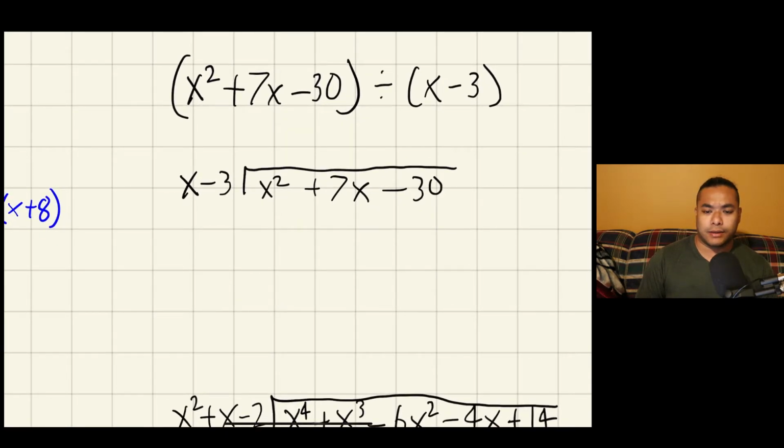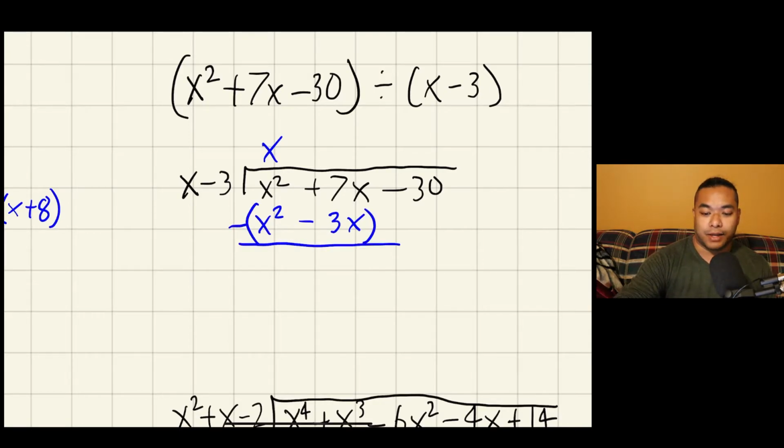So, let's see. I think we should do this one together. If you want to try ahead, pause, unpause. Here's the answer: x squared plus 7x minus 30. So I ask myself, how many times does x go into x squared? Well, x times x gives me x squared. And then x times x minus 3 would give me x squared minus 3x. I'm going to subtract all of this.